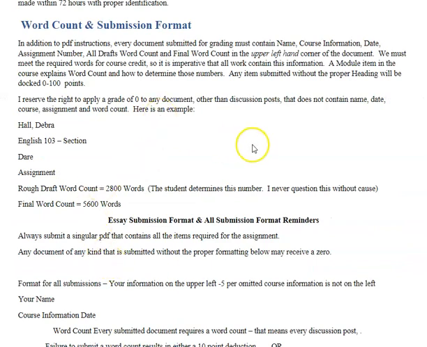This is important. Everything needs to be turned in Times New Roman 12 font, with the exception of titles. Titles can be in any creative font you like, but the remainder of your submission needs to be in Times New Roman 12 font, double-spaced. That is the MLA standard, and that is the standard that we follow.